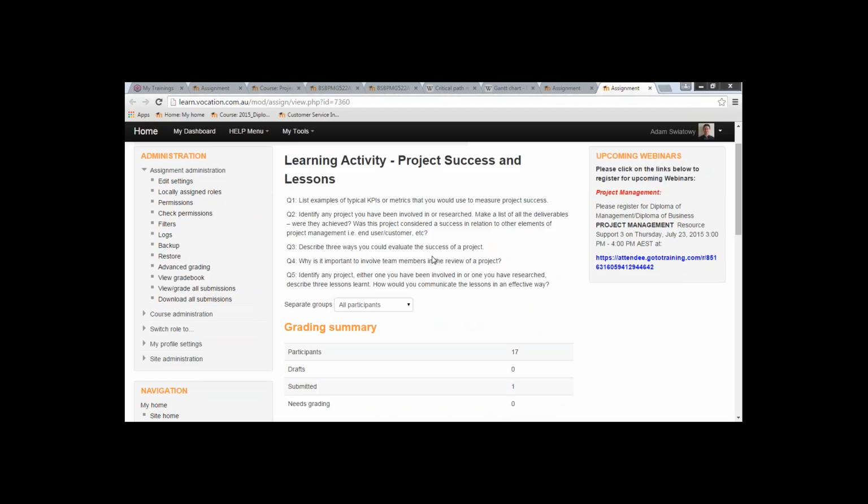So the first question is, list an example of typical KPIs or metrics that you would use to measure project success. Okay, so what we're looking at here is ways that you're actually going to measure the particular success of a project. So a KPI, if you haven't come across that, is a key performance indicator. And a key performance indicator usually has some sort of number associated with it.